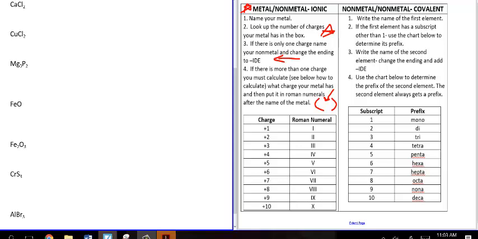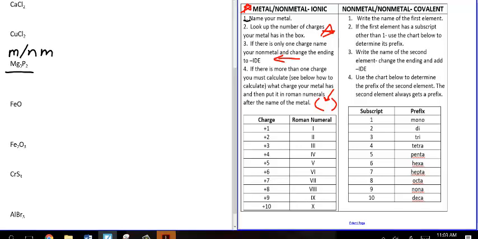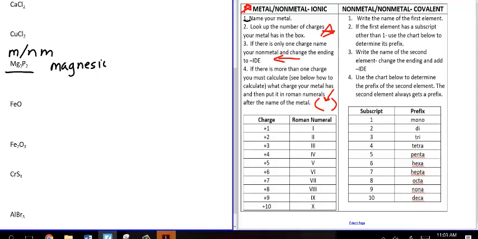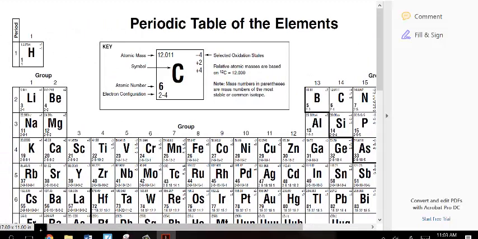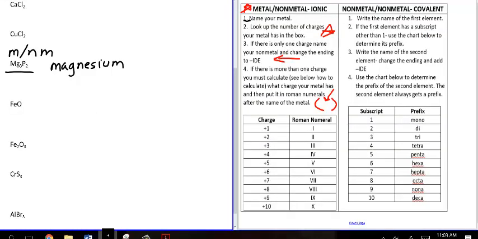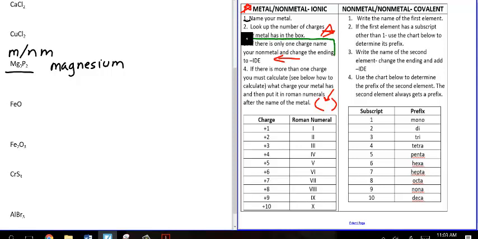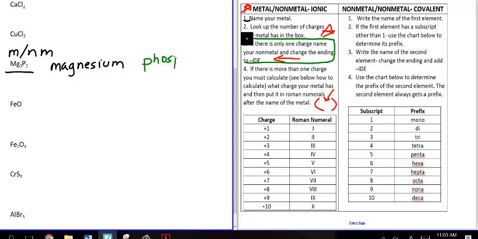Let's take a look at this next one here. Clearly we know Mg is to the left of the stairs. It's a metal. This is a non-metal. So, rule number 1, we name our metal, magnesium. Whenever you have a metal first, you have to go look it up on the periodic table and see how many charges are in the box. So if we look in magnesium's box, it only has one possible charge. If there's only one charge, we name our nonmetal, phosphorus.